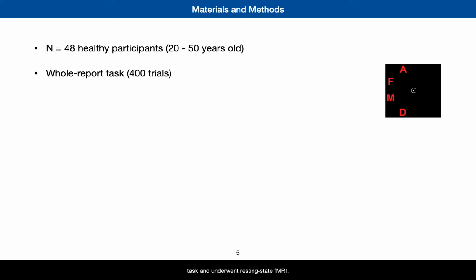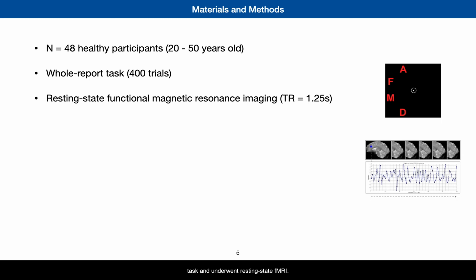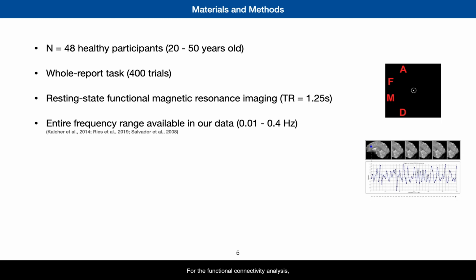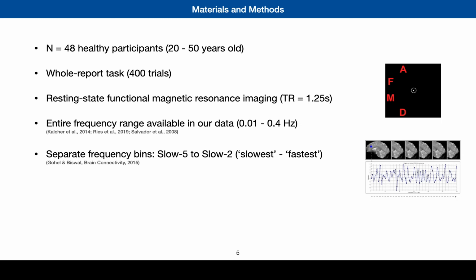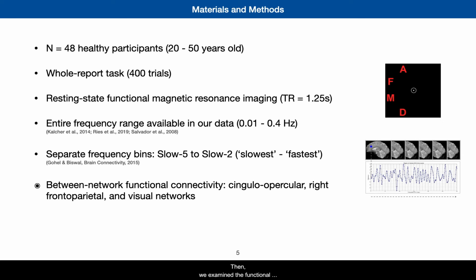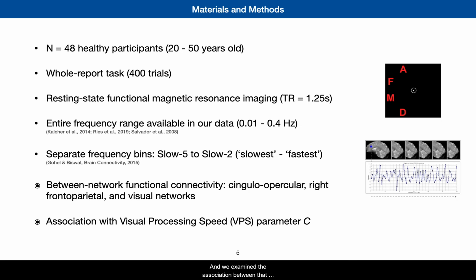48 healthy participants performed the whole report task and underwent resting state fMRI. For the functional connectivity analysis, we used the entire frequency range available in the data by binning the frequencies from the slowest, or slow 5, to the fastest, or slow 2. Then we examined the functional connectivity between networks of interest and examined the association between network functional connectivity and visual processing speed.